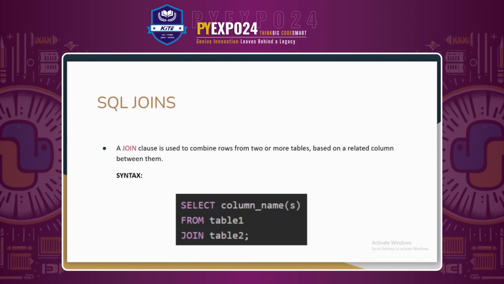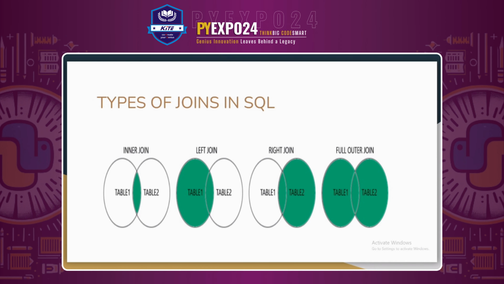Next is the SQL joins. Join is used to combine rows from two or more tables. The syntax is select column names from table 1, join table 2, followed by a semicolon. What are all the types of joins in SQL? SQL has joins like inner join, left join, right join, and full outer join.